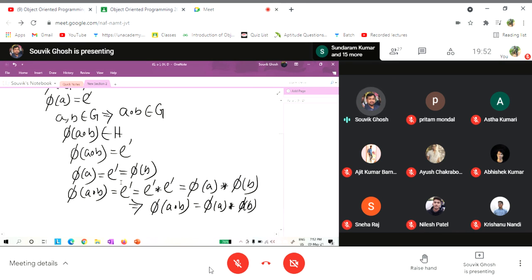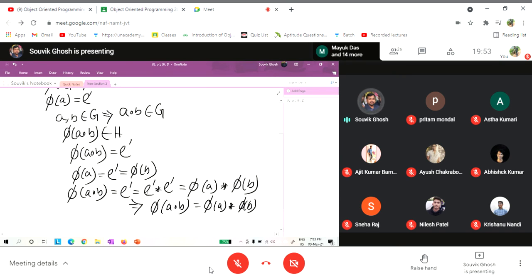And again, we have phi of A, an arbitrary element we choose from the set G, and it also goes to E dash by the definition of the function. And again, phi of B is equal to E dash. So now we can write phi of A composition B is equal to E dash. Since this is the identity element of the set H, we can write this as E dash star E dash.